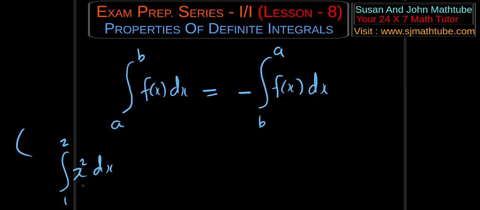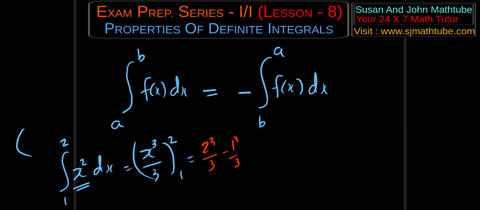Look at this, I am going to calculate integral 1 to 2 x square dx. So I am going to get x cubed by 3 within the limits 1 to 2. Now what I do is I plug in the upper limit, 2 cubed by 3 minus 1 cubed by 3.